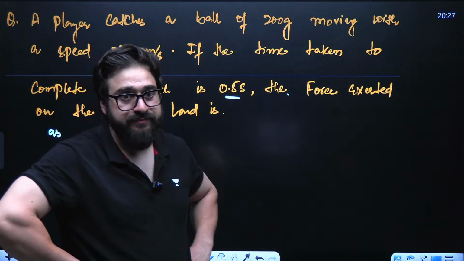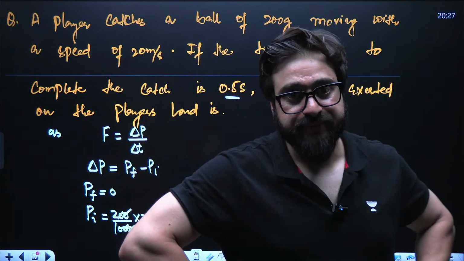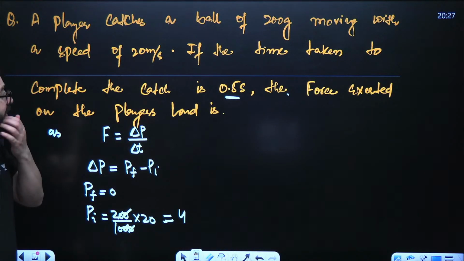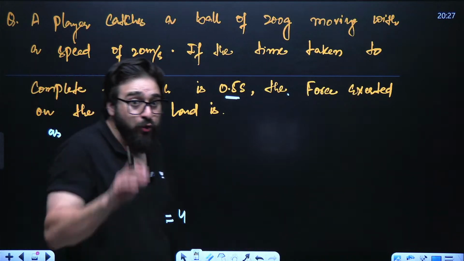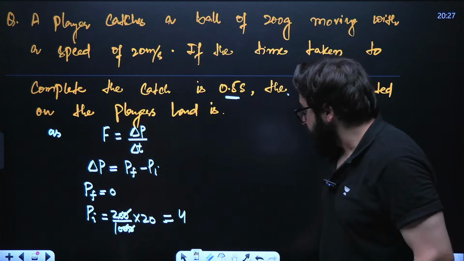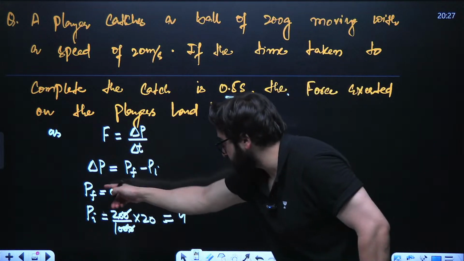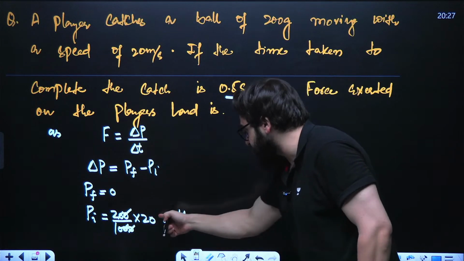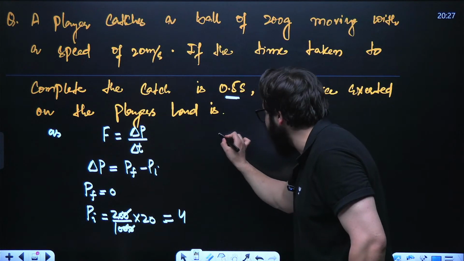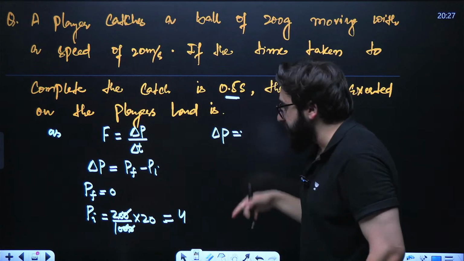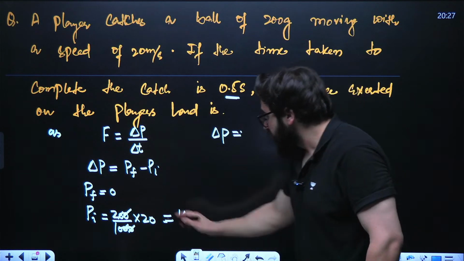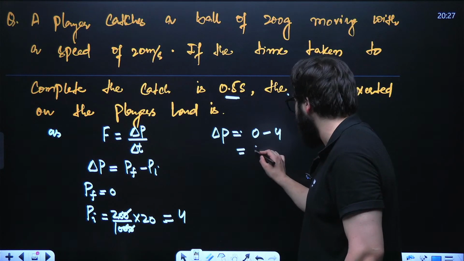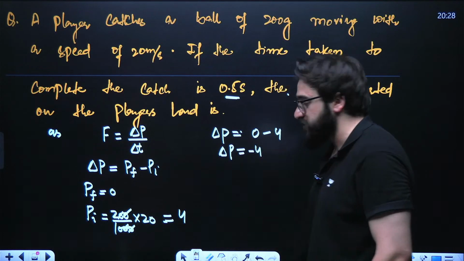Is this clear? Now guys, tell me one thing. If this is 4 over here, this is initial momentum, this is final momentum. I can say in this case, this 0 will cancel with this, 2 into 2 is 4. So what is delta P? Delta P is final momentum minus initial momentum. Final momentum is 0 minus initial momentum, which is 4, so that is minus 4.